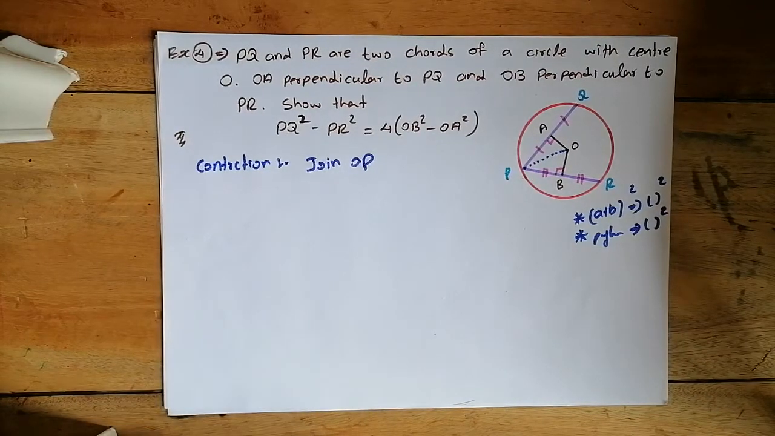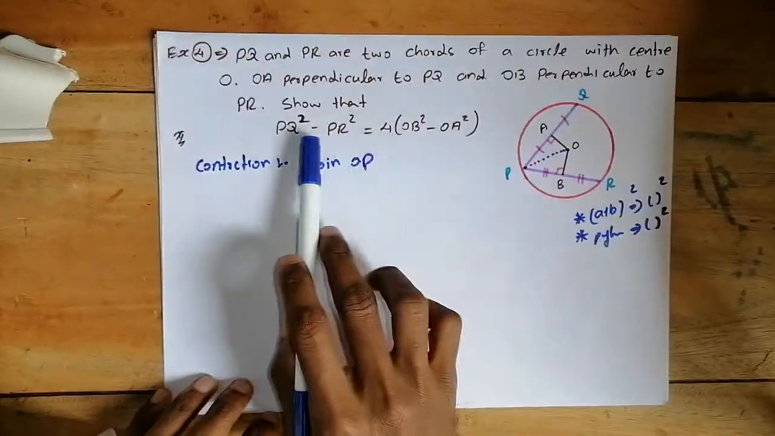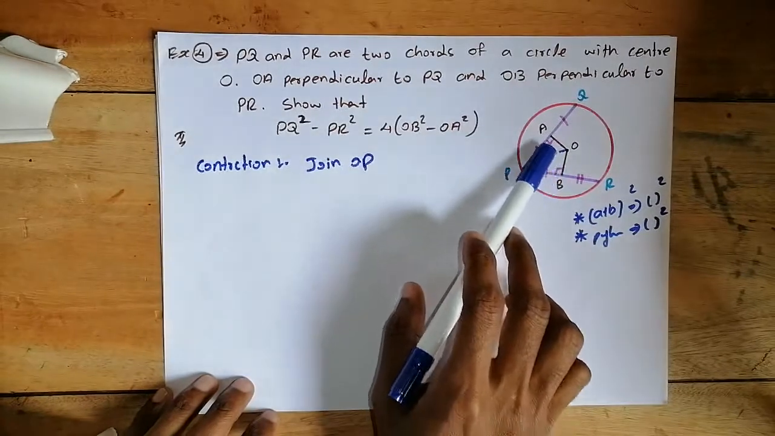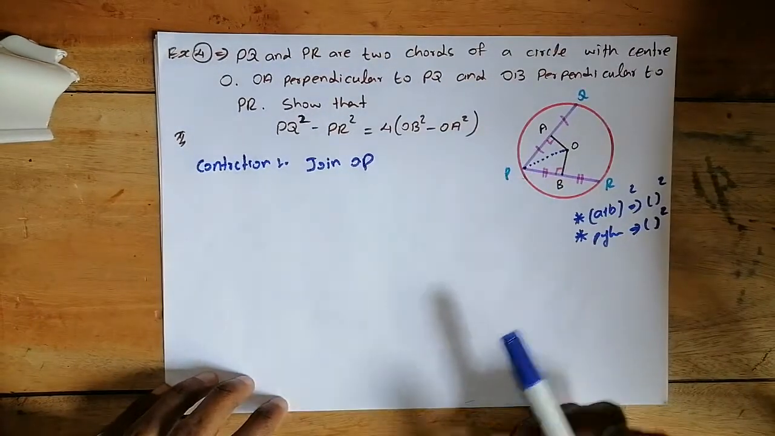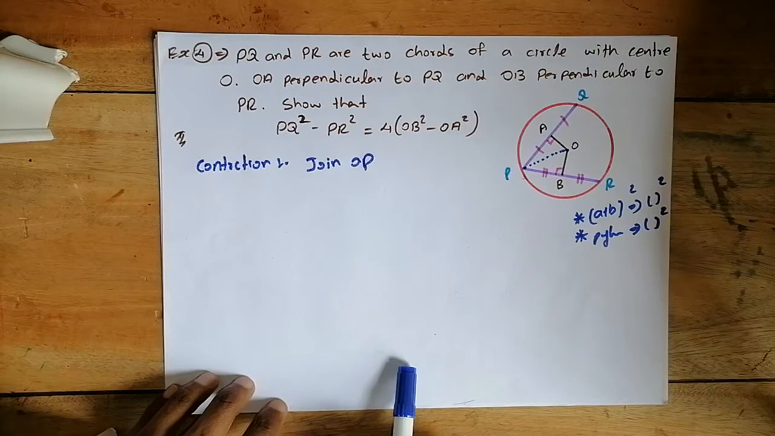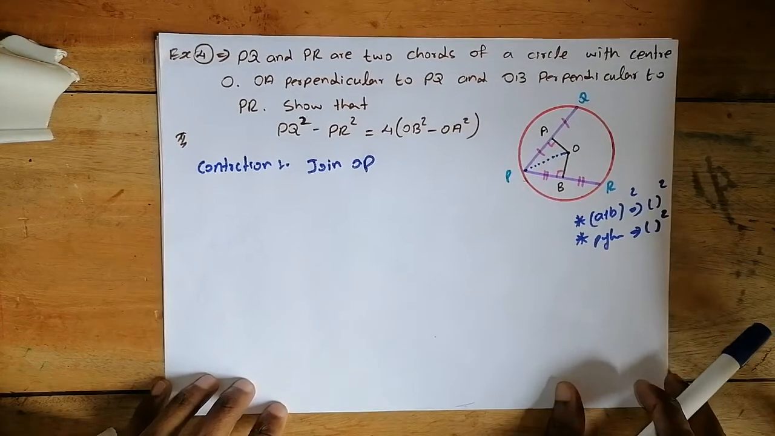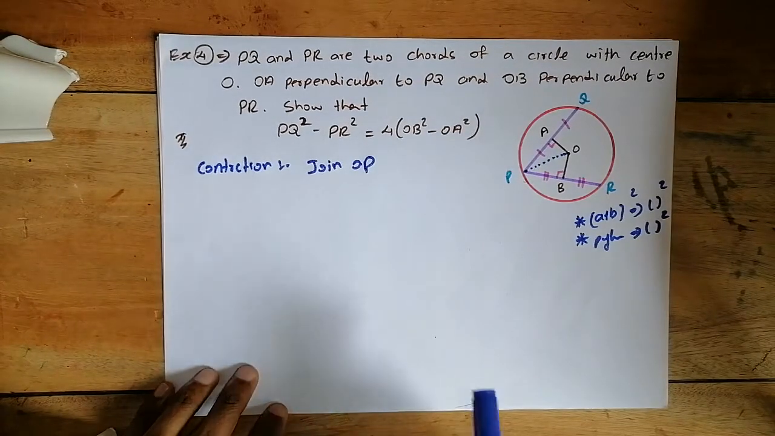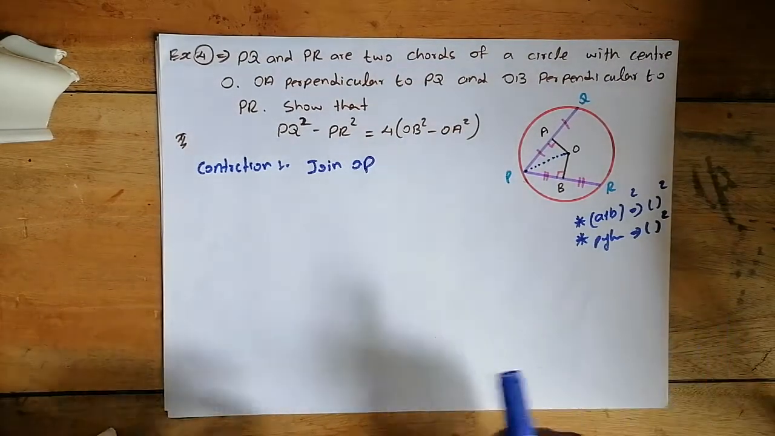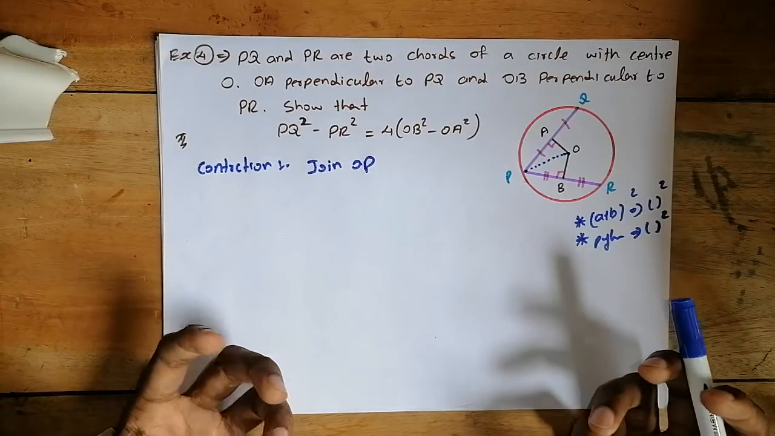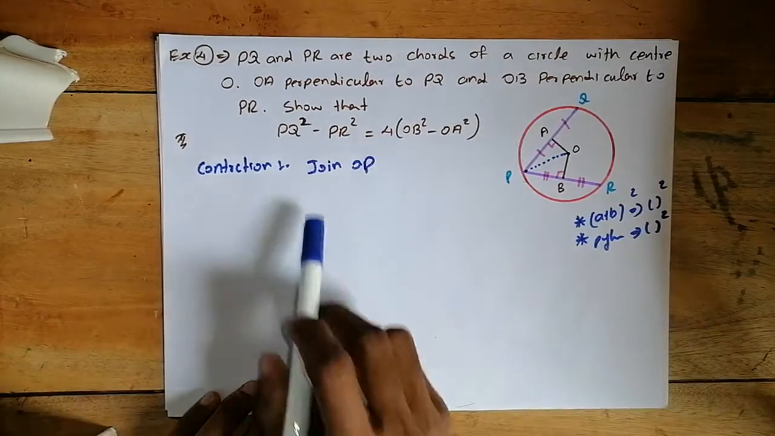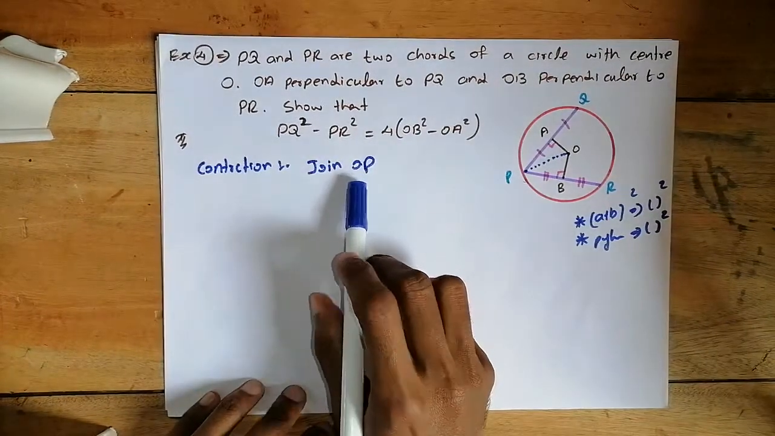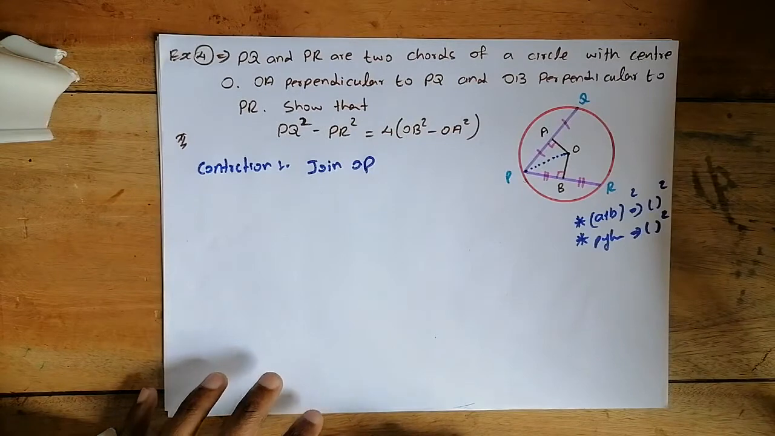radius. With this construction we'll have two right angle triangles, so we can produce two Pythagoras theorem relations. OP is common for both right angle triangles, so we can connect those two relationships into one. So we'll have a single equation like that. From OP only we can get those two ideas.